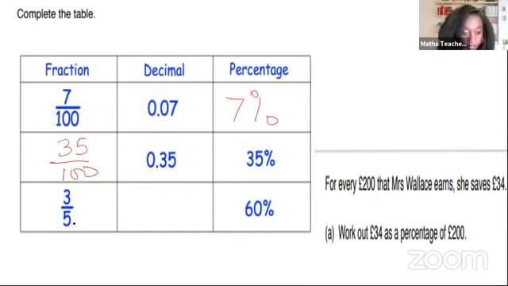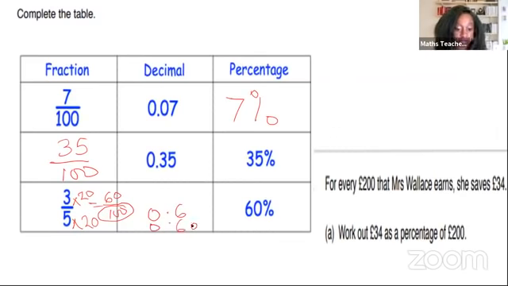So what you can do is use the short method if you want, which is 5 times what will give me 100, maybe 20, and then you put 100 there. And because you've multiplied the bottom by 20 to get 100, you've got to multiply the top by 20 as well. So 20 times 3 becomes 60. Yeah. So for you to change anything to a decimal, make sure your denominator is in a power of 10. Okay. So now you can write 0.6 or you can write 0.60. They are both the same thing. All right.